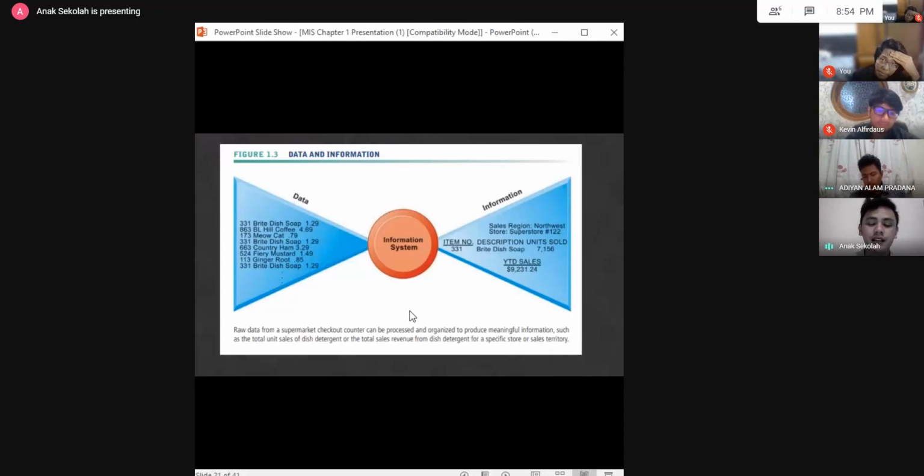Okay, and then here's the graph of data and information. Raw data from the supermarket checkout counter can be processed and organized to produce meaningful information, such as the total unit sales of this detergent or the total sales revenue from this detergent from a specific store or sales territory.